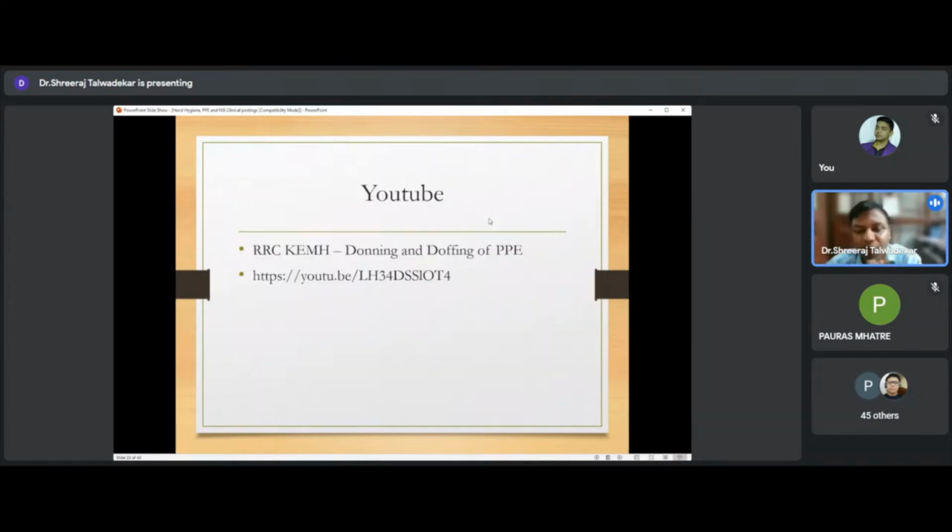So for this, I'm not going to go into much detail because the donning and doffing will take a lot of time. You can go to YouTube and just search "RRC KEMH donning and doffing of PPE", or just search "donning and doffing of PPE". You will get many results. You can see it by yourself, how to don and doff. Donning means to wear, and doffing means to remove.